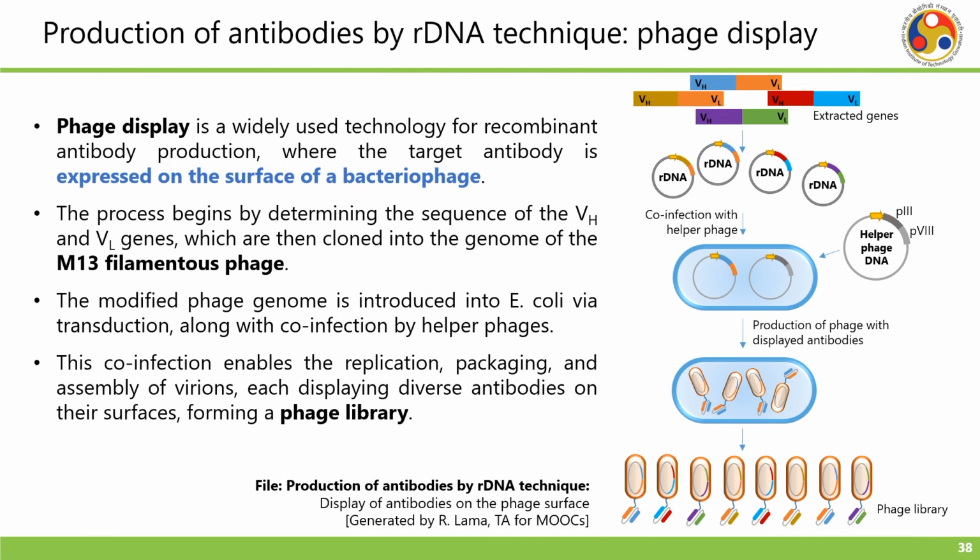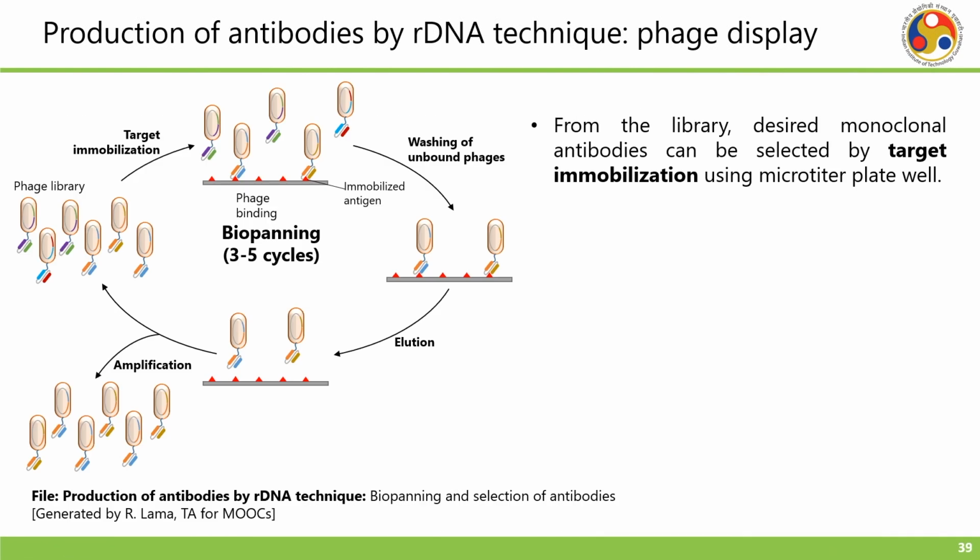forming a phage library. So, here are the extracted VH, VL genes. So, we clone them, and then there is a co-infection with helper phage DNA over here, and then there is a production of phage with displayed antibodies, and then we get a phage library where you see the various antibodies are getting displayed. From this library, the desired monoclonal antibody can be selected by target immobilization using a microtiter plate well.